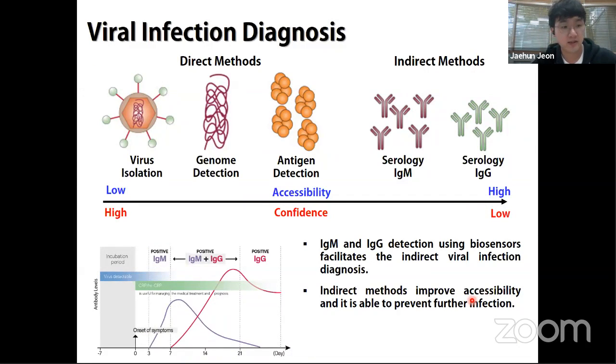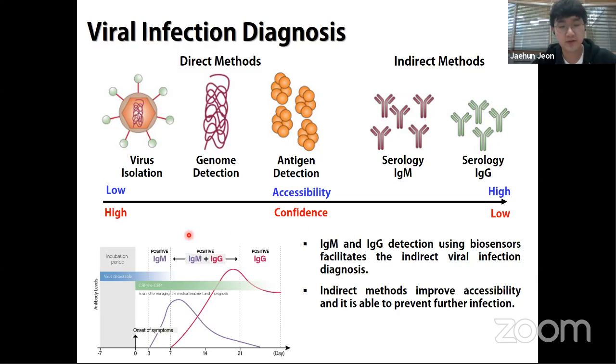Next, quick and accurate viral infection diagnosis is important in the current pandemic situation. Biosensors can be utilized for viral infection diagnosis. The diagnosis can be divided into the direct method and the indirect method. Gene detection using techniques such as PCR or viral isolation is accurate but less accessible. On the other hand, the indirect method, which detects the antibodies with compact biosensors, can improve the accessibility.